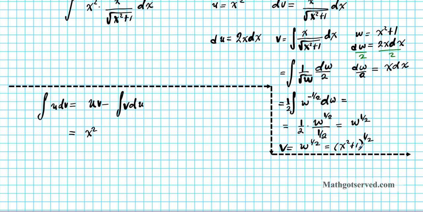V that took us so long to find is x squared plus 1 raised to the 1/2. So that's uv minus the integral of v, which is same thing, x squared plus 1 raised to the 1/2 du, that's 2x dx. Okay?